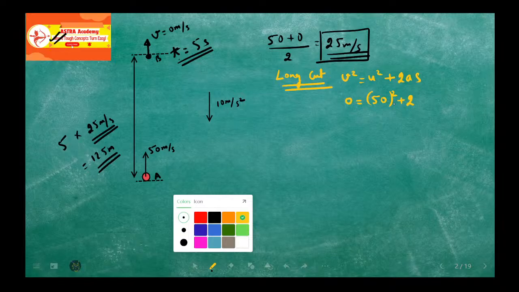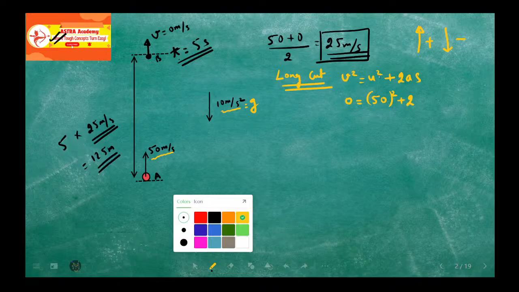A is minus g. Why am I using minus g? Because I have already told you that the proper sign convention says that in the upward direction everything is positive and in the downward direction everything is negative, whether it's velocity, acceleration, displacement, any vector. I have taken u positive because it is in the upward direction, but I am taking g negative because it is in the downward direction.